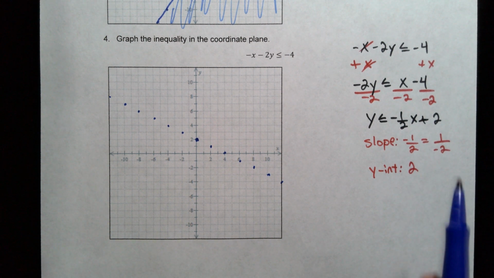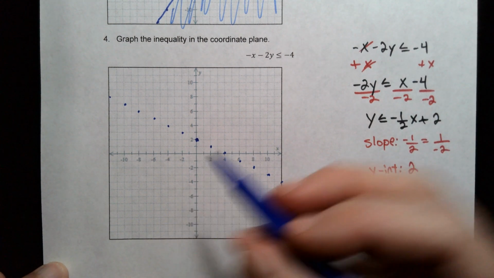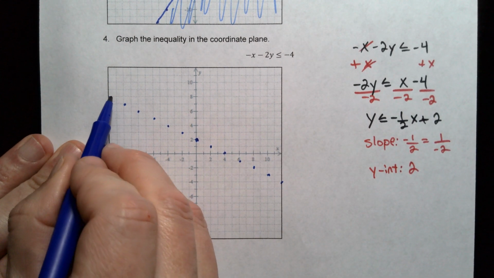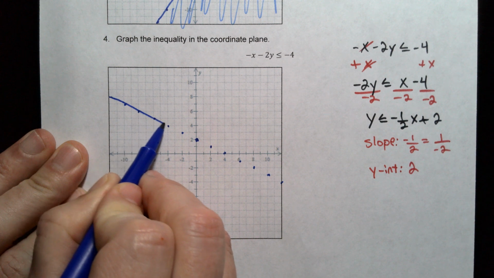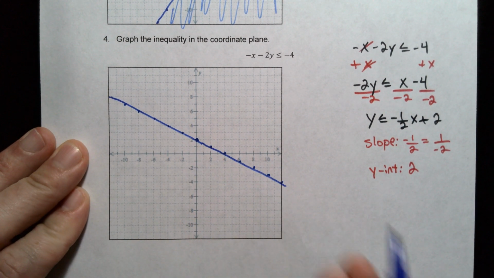And now since I have a line underneath that's an equal sign, I am going to put a solid line here instead of a dotted line. So here we go. Okay, so there's a solid line.